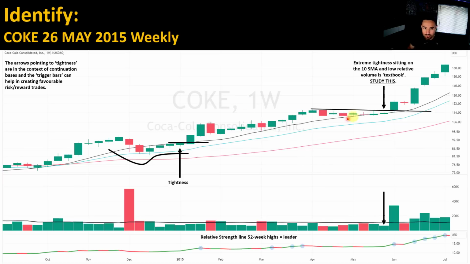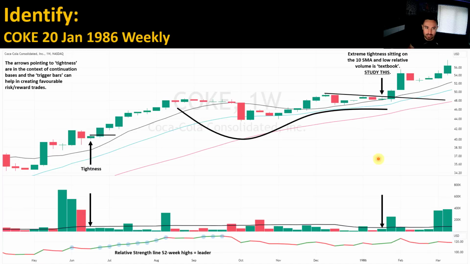Coca-Cola, weekly chart, trigger bar. This is a really good example of it. It's textbook on the 10-week simple moving average, which is pretty closely aligned with the 50-day moving average. Look at the tightness, inside week, sitting there, low volume. Relative strength, 52-week highs, it's a leader. Coca-Cola, cup and handle. There's a trigger bar.